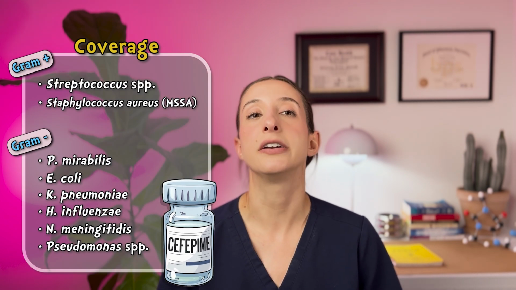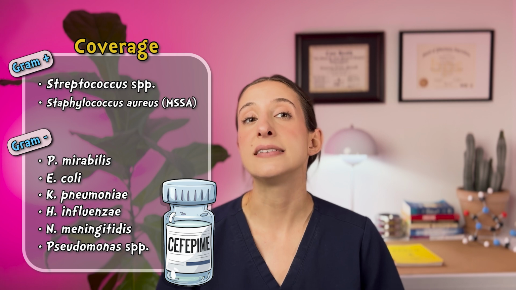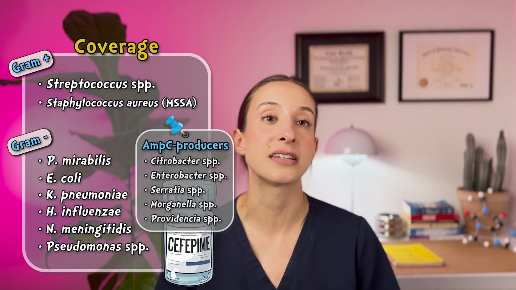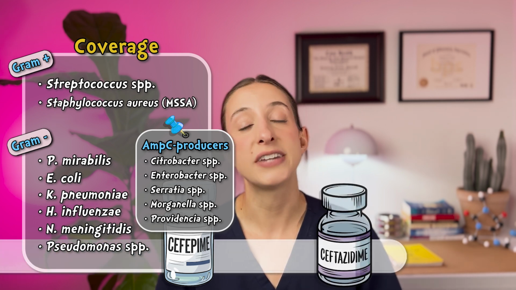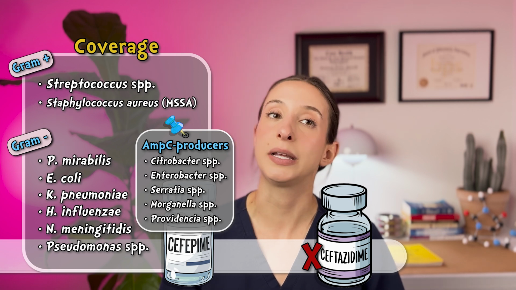Cefepime is our 4th-generation cephalosporin. Its gram-positive coverage is slightly superior to the 3rd-generation cephalosporins, but the major difference is its improved stability against hydrolysis by AMP-C beta-lactamase-producing gram-negative organisms. Compared to ceftazidime, resistance is less likely to be inducible with Cefepime.